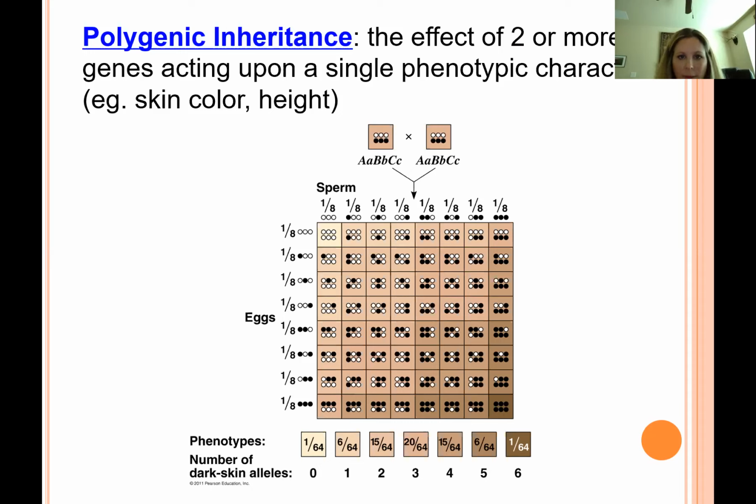This is just showing you a Punnett square for skin color. If we actually did one, that would be a really big Punnett square, and we're not going to do that. All I'm trying to get you to see here is that there's not just one gene that is going to code for skin color or height, okay?